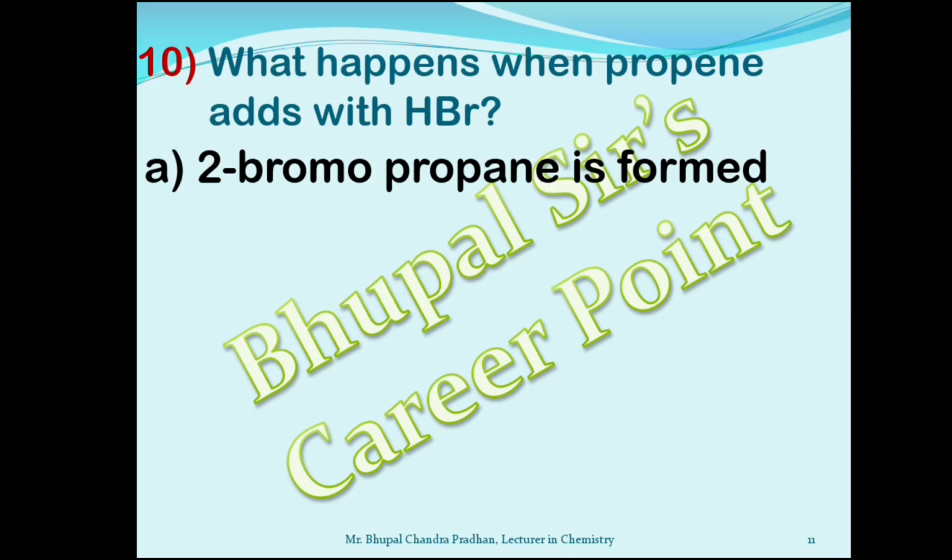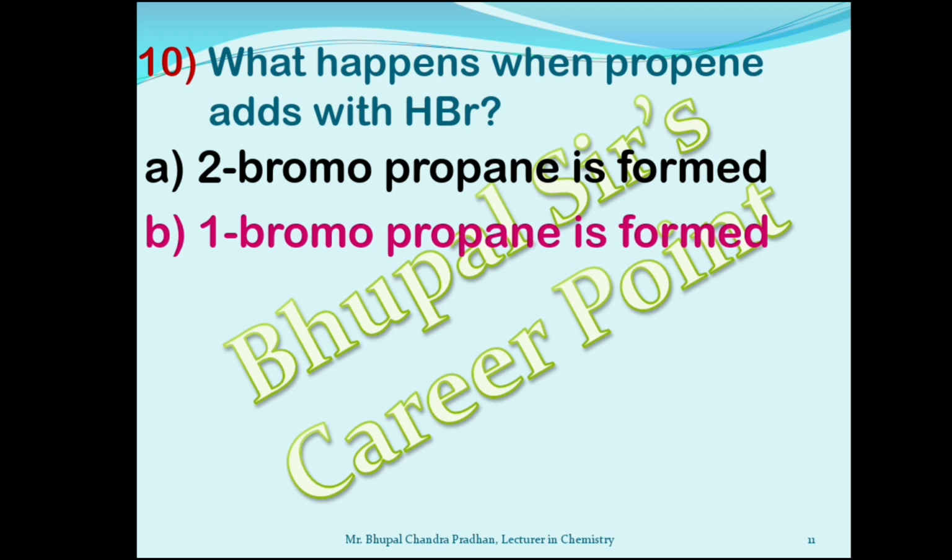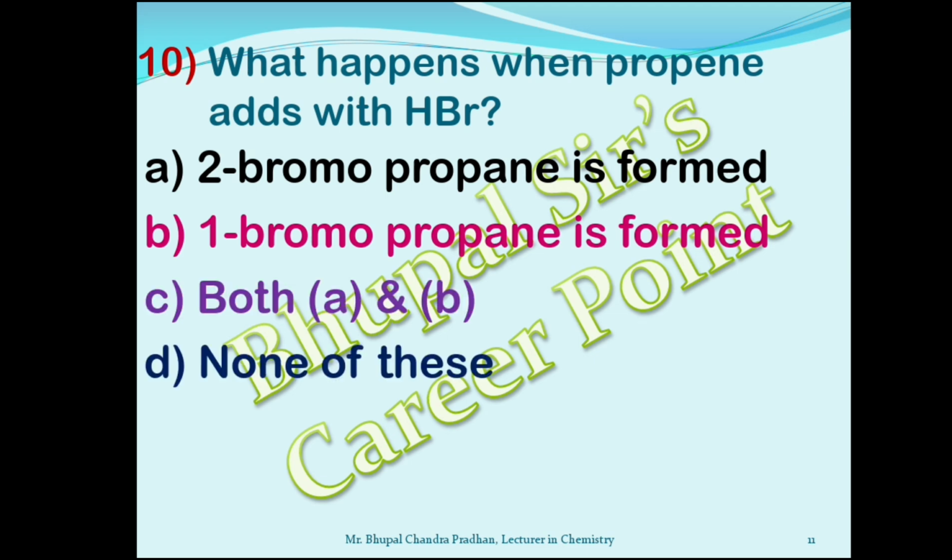Option A, 2-bromopropane is formed. Option B, 1-bromopropane is formed. Option C, both A and B. Option D, none of these. The students try to give the answer.